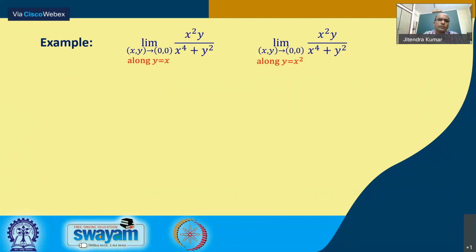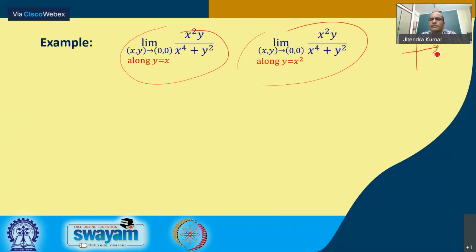Just to illustrate the idea, these two examples are everything discussed in the lectures. It's just a repetition, maybe a different style of explaining, nothing else. So if we talk about these two examples, x squared y over x^4 plus y squared, and we take the path y is equal to x.